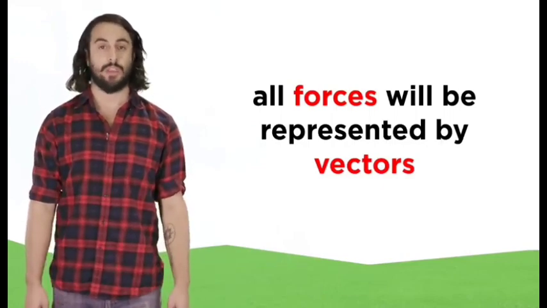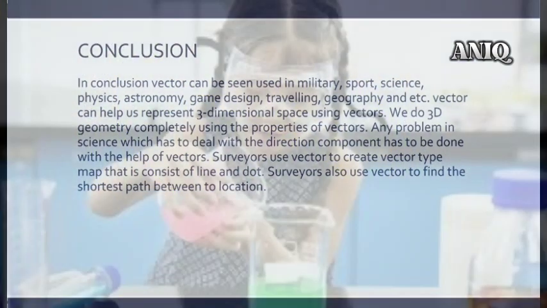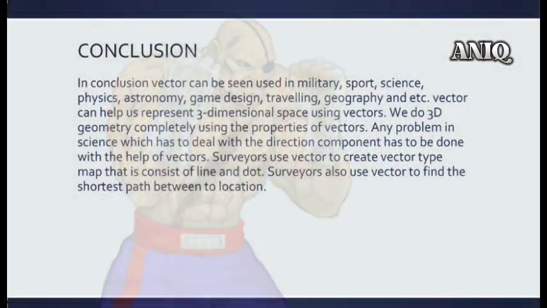on any object. In conclusion, vectors can be seen used in military, sport, science, physics, astronomy, game design, traveling, geography, and etc. Vectors can help us represent three-dimensional space. We do 3D geometry completely using the properties of vectors. Any problem in science which has to deal with a direction component has to be done with the help of vectors. Surveyors use vectors to create vector type maps that consist of lines and dots. Surveyors also use vectors to find the shortest path between two locations.